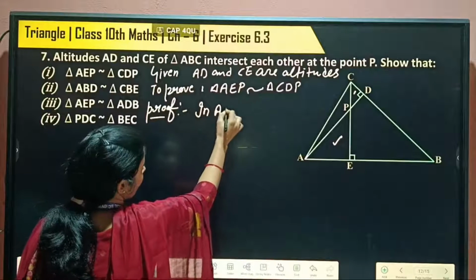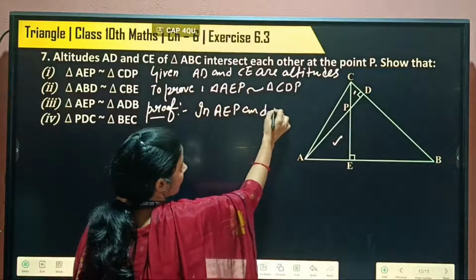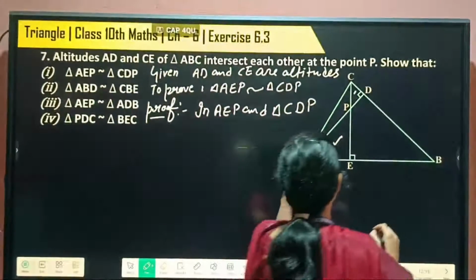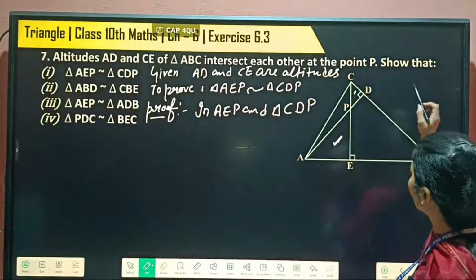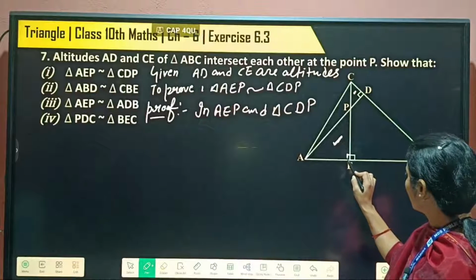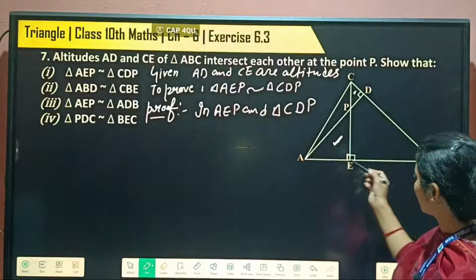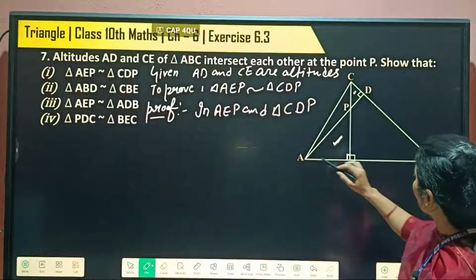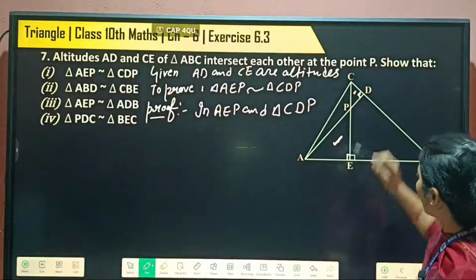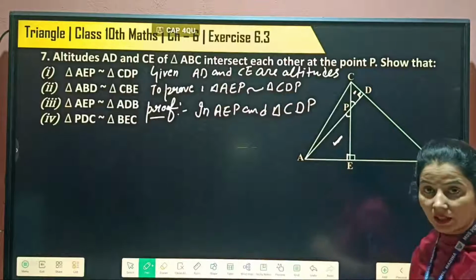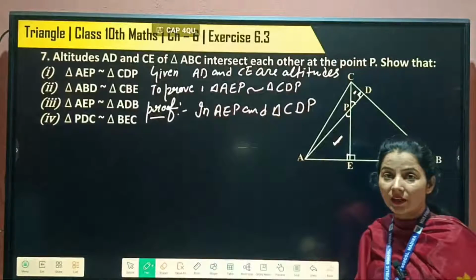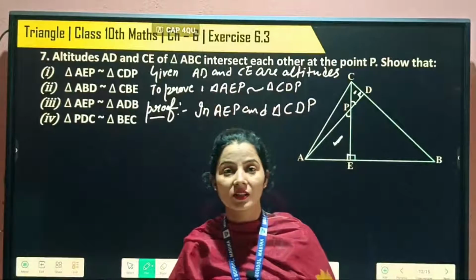In triangle AEP and triangle CDP. AEP, this is triangle AEP, and CDP, this is triangle CDP. Let us see. This angle E is 90 degrees because CE is an altitude on AB, and this angle D is also 90 degrees. This angle P is a vertically opposite angle. This angle is equal to this one. These are two vertically opposite angles. So by angle similarity criteria, these two triangles are similar.